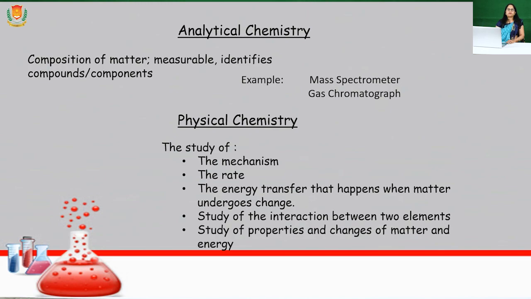Now, the fourth branch is physical chemistry. Physical chemistry deals with the study of mechanism, kinetics, and transfer of energy during a chemical reaction. We can study the properties and changes of matter in terms of energy in physical chemistry. Now, first we go through physical chemistry. Our topic is states of matter.